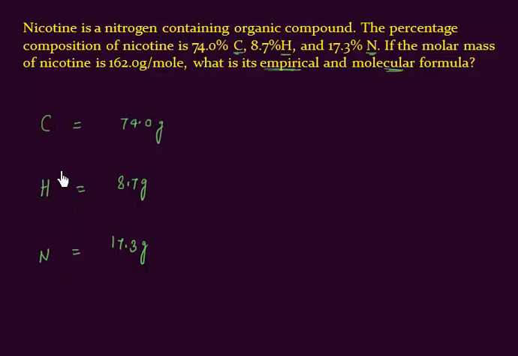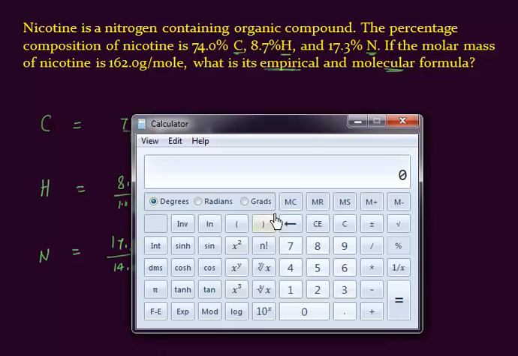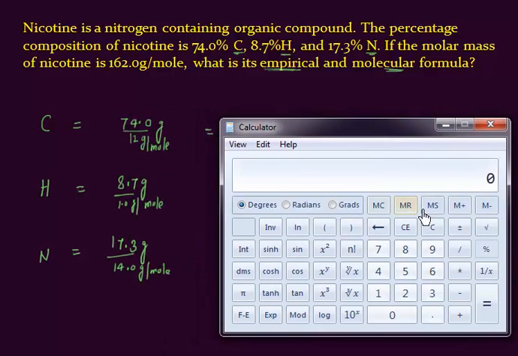Now we convert the mass of these atoms into moles, and to convert mass into moles we divide the mass by atomic mass of these atoms, and atomic mass of these atoms can be found in the periodic table. And the atomic mass of carbon is 12 gram per mole. Atomic mass of hydrogen is 1.0 gram per mole, and atomic mass of nitrogen is 14.0 gram per mole. Now we can do the division, and for the division we use the calculator.